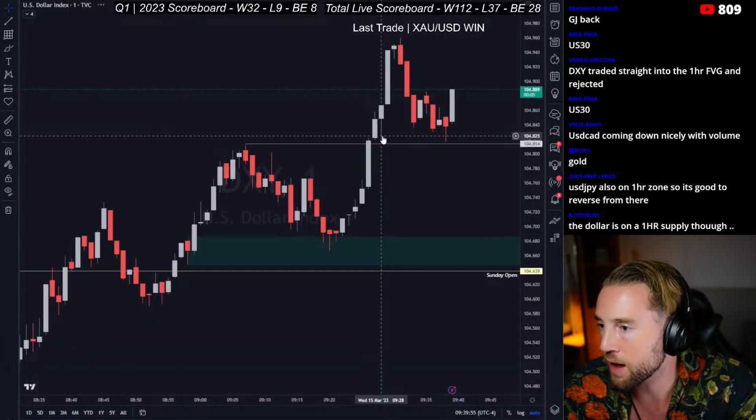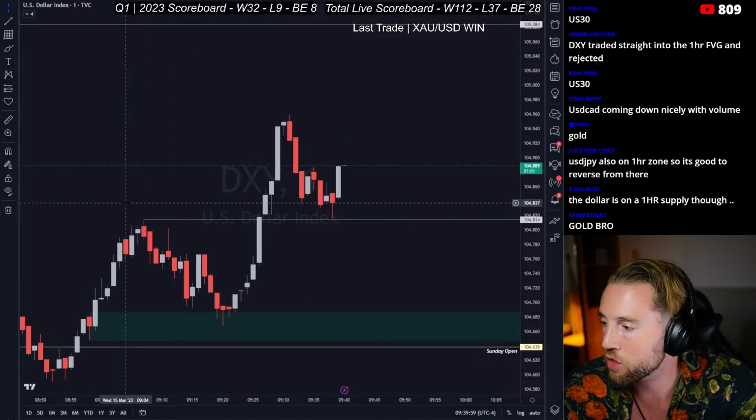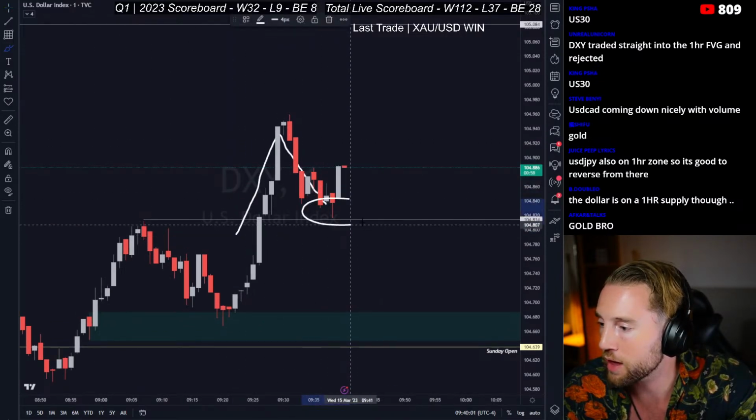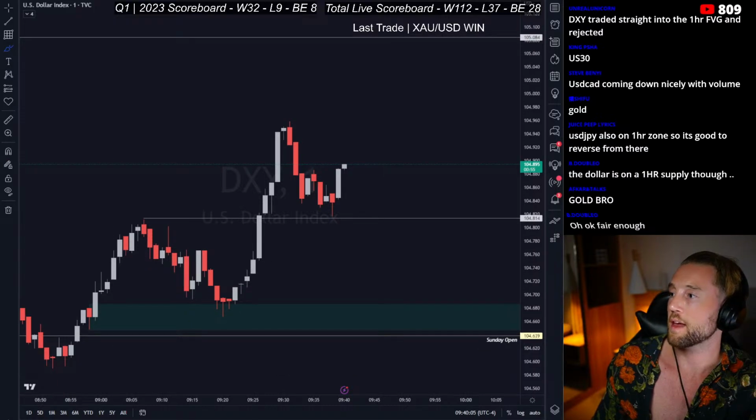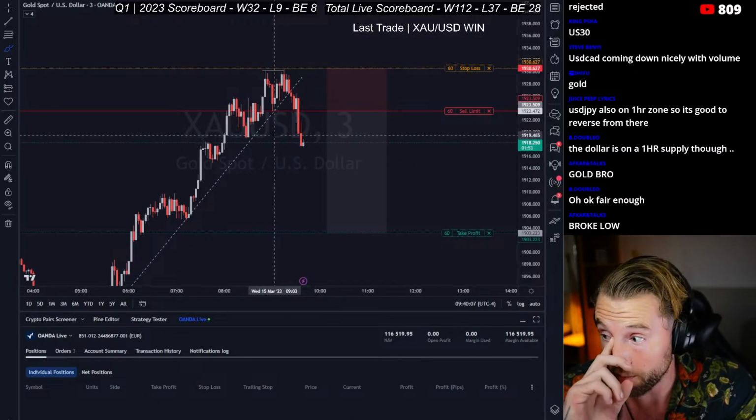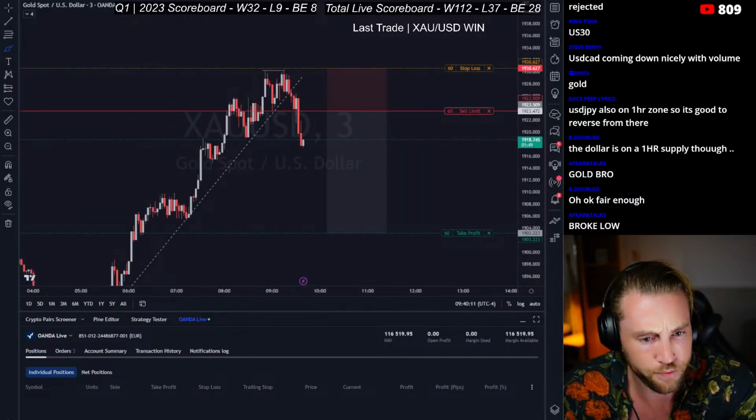And this is what I want to see. I want to bounce from this zone. Yeah, that's exactly what I mean. So bouncing from this range, coming down, bouncing, creating a new high. This is gonna come down. This is gonna take gold down more. So yeah, might miss this trade myself.